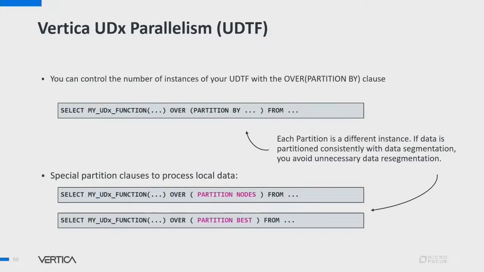In the case of user-defined transform functions, you define them by creating or describing the partition in the OVER clause. So every partition will have a separate instance of your UDX. In the case of user-defined transform functions, you can also have two additional clauses where you tell Vertica to partition by node. So basically, each node will process a partition that is stored locally on that particular node. And partition best is also another way of defining partitions. It is pretty much the same as partition node, but it's multi-threaded. Both of those are partitioned by hash and then the segmentation criteria for your data.